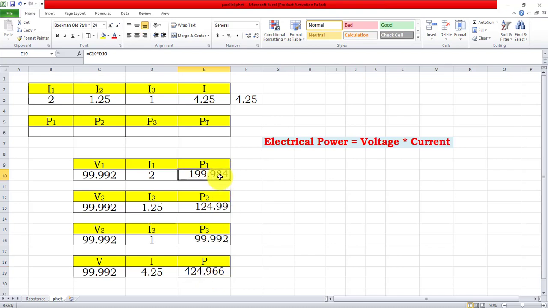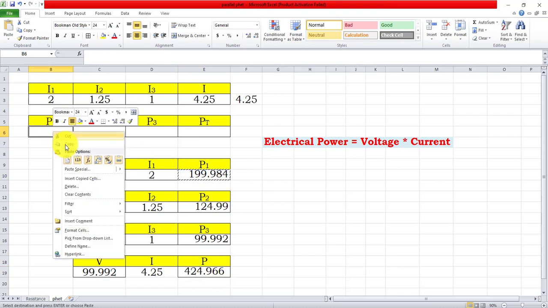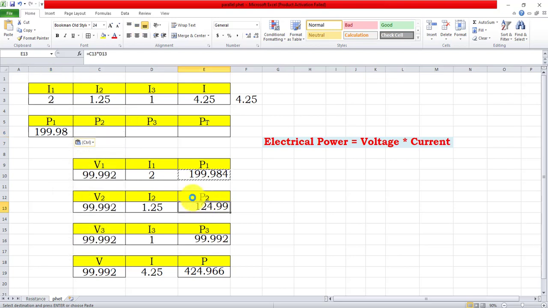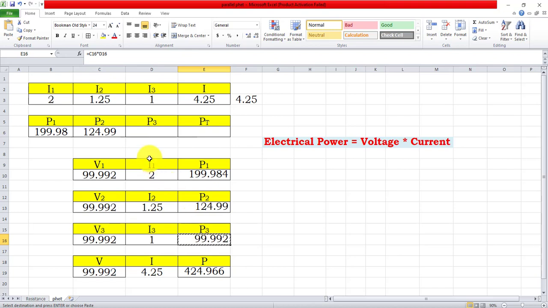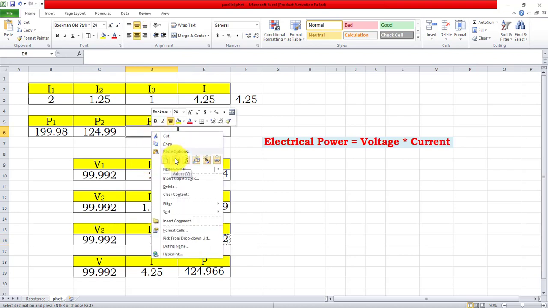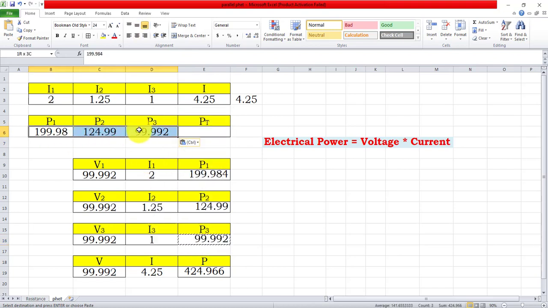For that, let me copy these values here: P1, P2 and P3. If I click on auto sum, as you can see, the total power PT is P1 plus P2 plus P3, and by the other method also, total power is total voltage into total current. So by both ways we are getting the same value.